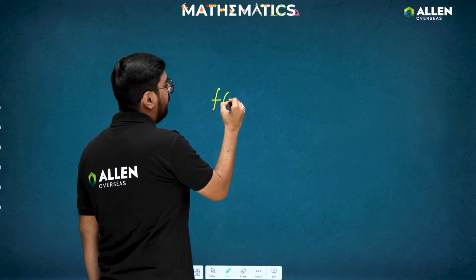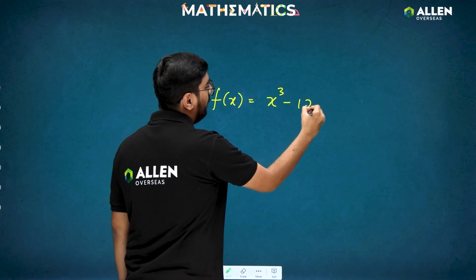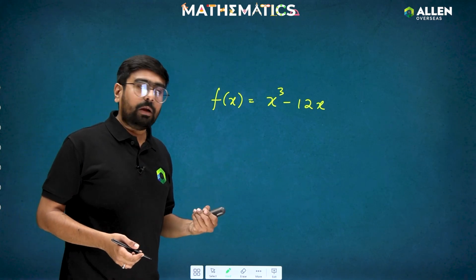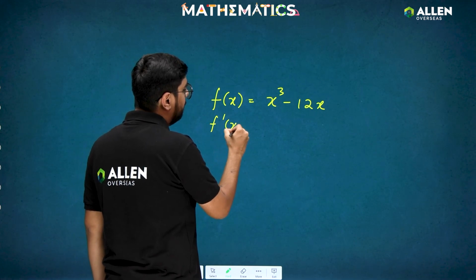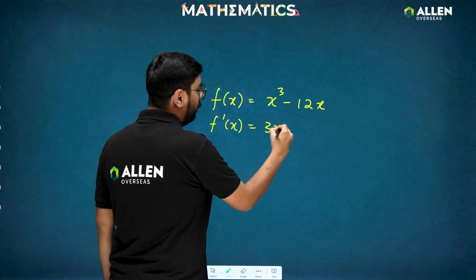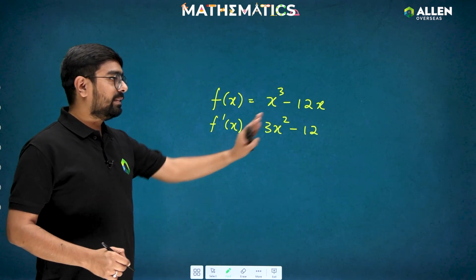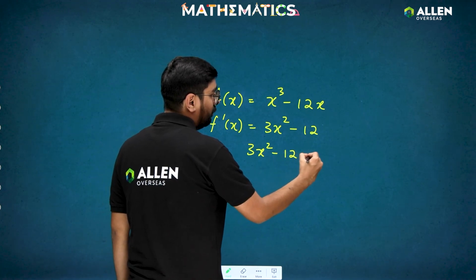Let's say this time our function f of x is a cubic function and it is x cube minus 12x. Again, to find the local minima or local maxima, we have to perform the first derivative test. So, we'll find the first derivative of this function and it is going to be 3x square minus 12. Now, I have to make 3x square minus 12 equal to 0. f dash x should be equal to 0.